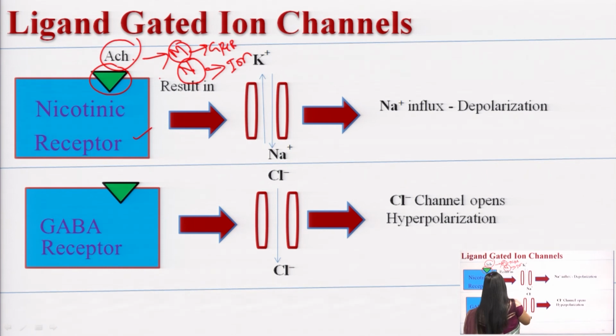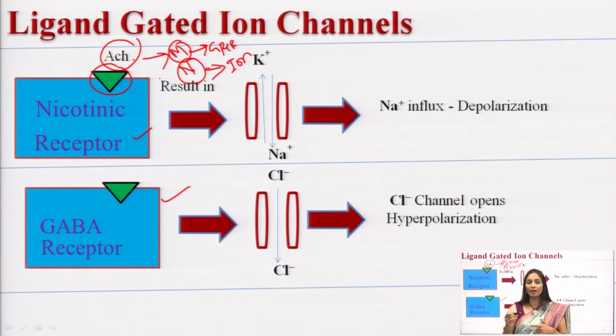And what is the second receptor? The GABA receptor. When GABA binds to the GABA receptor, here the ligand is GABA, gamma amino butyric acid. For example, you can imagine this is a benzodiazepine drug, or a barbiturate, whatever it may be. When this benzodiazepine drug goes and binds to the GABA receptor, it is going to open the channel.